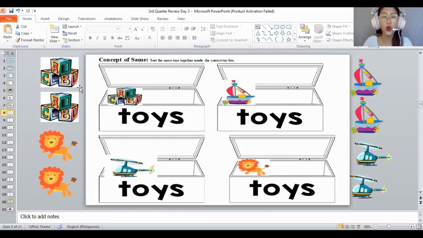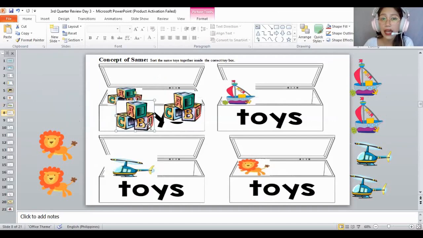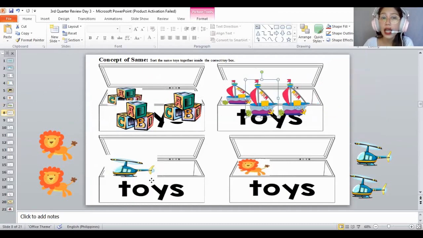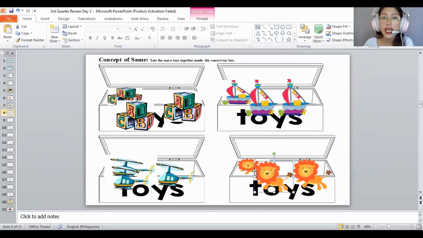Next one is we need to sort all the same pictures inside the correct box. The first one, that's the concept of same. Are they the same? The blocks? Yes. Next one is the jeep, the pirate ship, the helicopter, and the last one is the lion. Did we match all the same pictures? Yes. Did we put all correctly in the toy box? Yes, also. That's the concept of same.